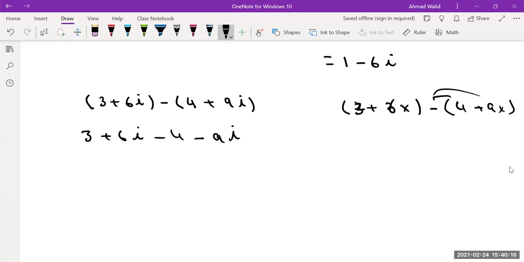Now I'll combine like terms. That's the way that I deal with it. This is the easiest way. 3 minus 4 gives you negative 1. 6i minus 9i gives you negative 3i. Final answer. Easy way. Correct? Just think, when you add or subtract complex numbers, that you are adding and subtracting algebraic expressions. The method is totally the same. Correct?